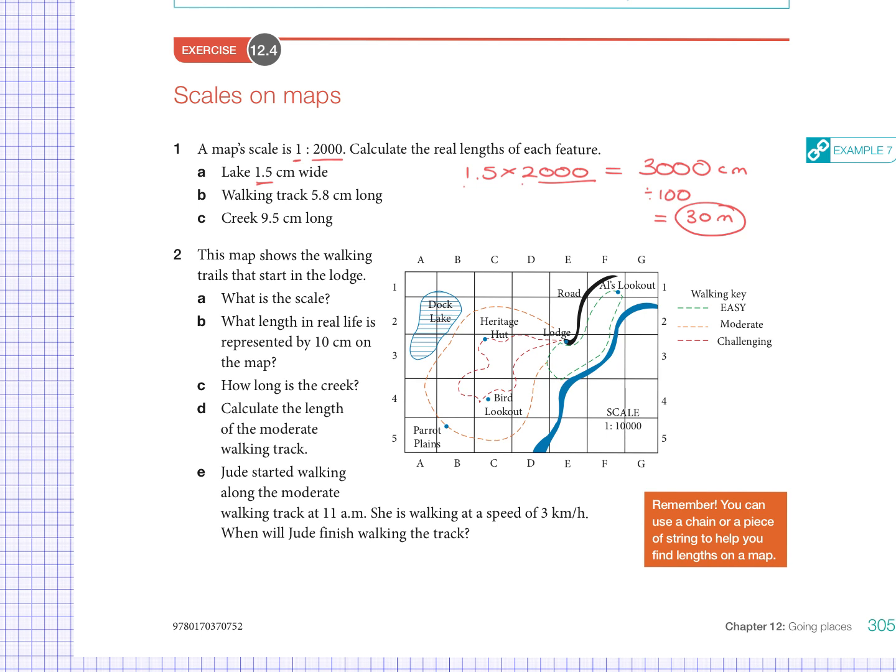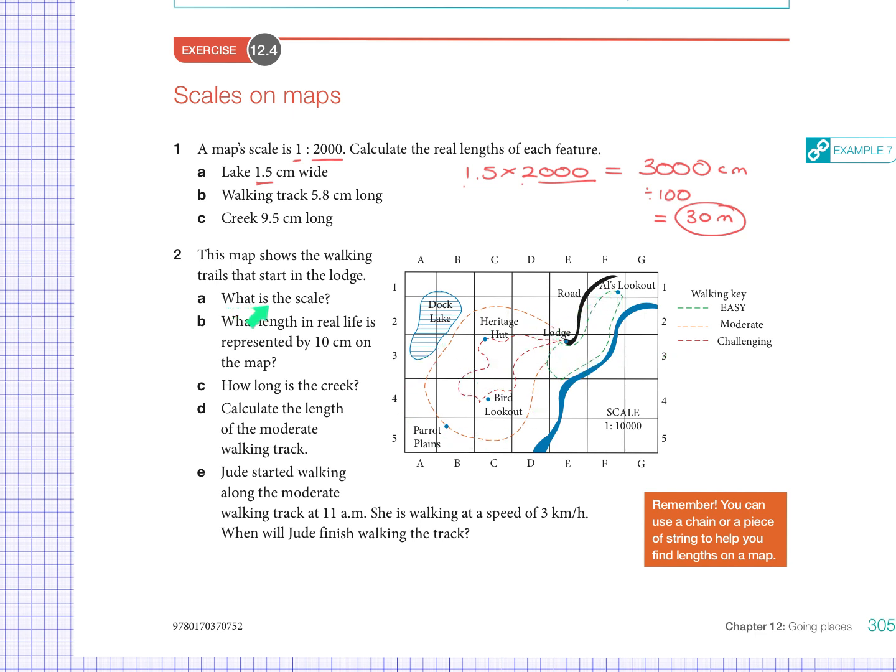All right, so at the end of each question, we always need to think to ourselves, what is a reasonable answer to this question? All right, so these ones are pretty straightforward. They give you the lengths on the map. This one shows a walking trail that starts at a lodge, so you can see the dotted lines are the walking trails. There's a green one, a red one, and an orange one.